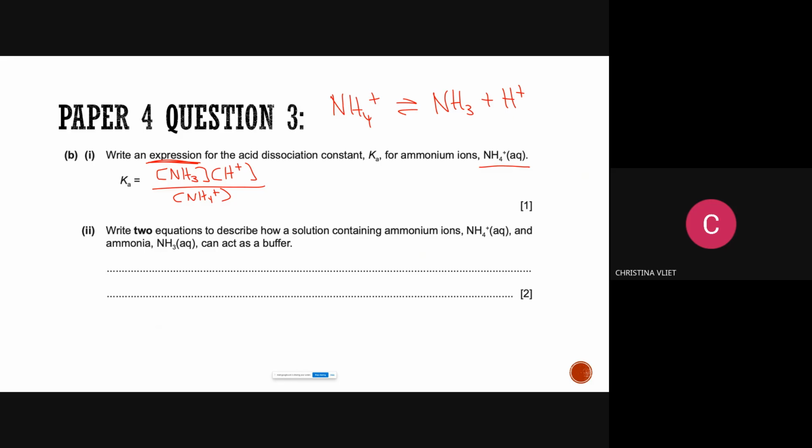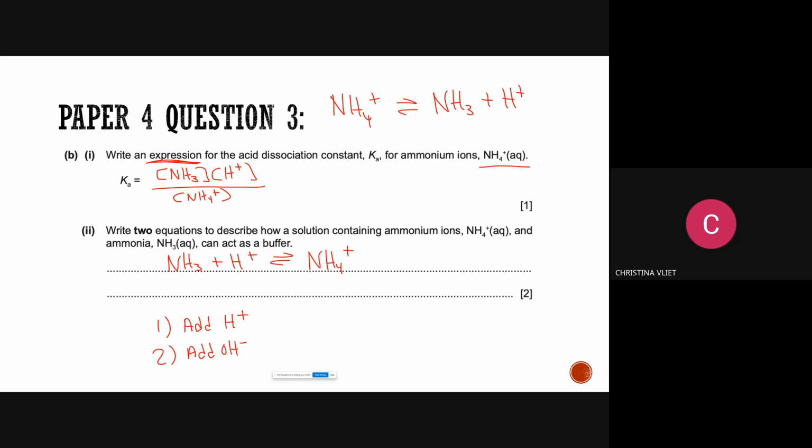All right, next. How do we write equations describing how these two components act as a buffer? What do we have to do here? Do you remember from last class? For one, we add H plus, and for the other we add OH minus. Because they didn't tell us what compound, we could just do H plus and OH minus. So H plus would react with which part of the buffer? The NH3. So it's NH3 plus H plus goes to NH4 plus. That's the first equation. That will give me 1 out of 2 marks.